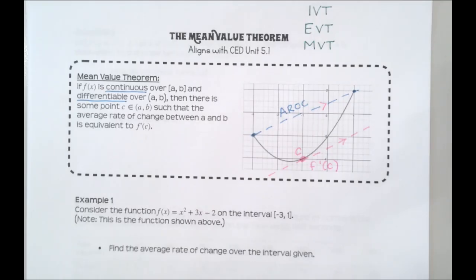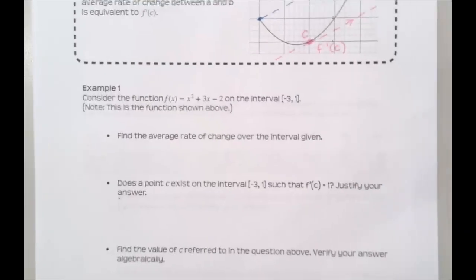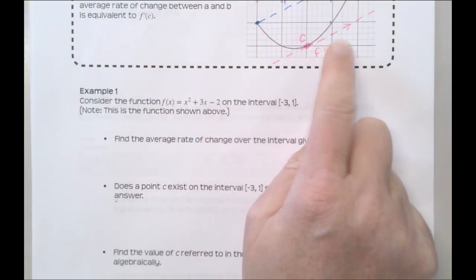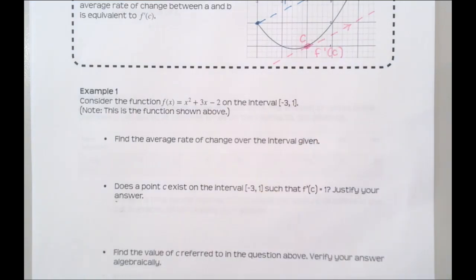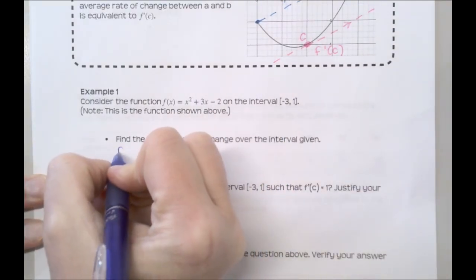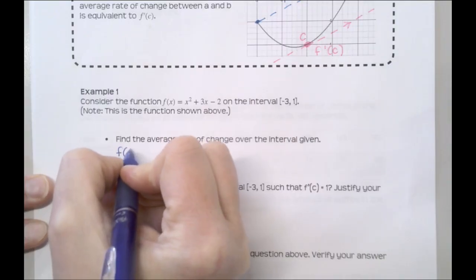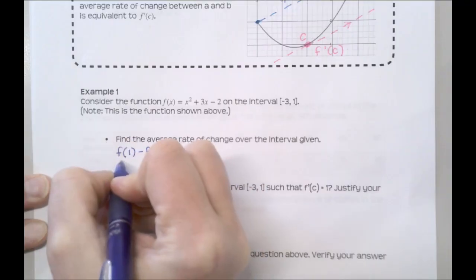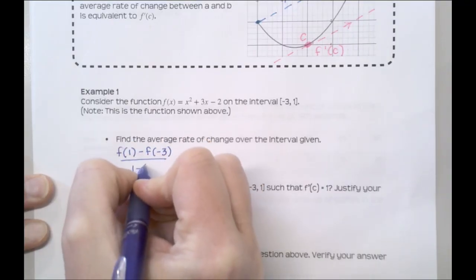Okay, so let's put this theorem to use. Example 1. This is the equation, by the way, that's in the picture up above. So we may refer back to this picture as we're doing this, but we're going to do the math here. We've got a function, we've got a closed interval, and it first just says, find me the average rate of change. We know how to do that. If it's on this interval, then essentially what I want is f of 1 minus f of negative 3 over 1 minus negative 3.